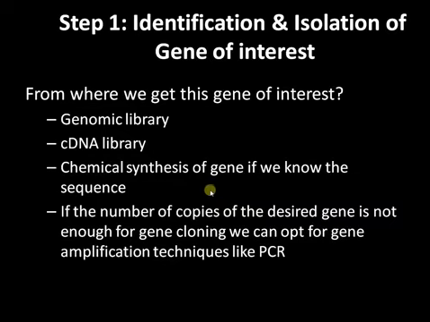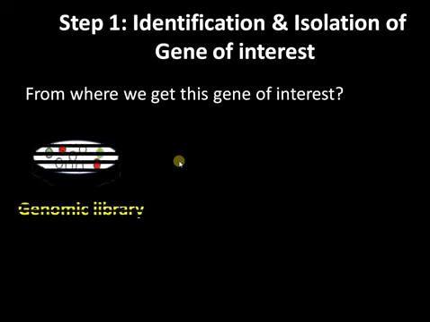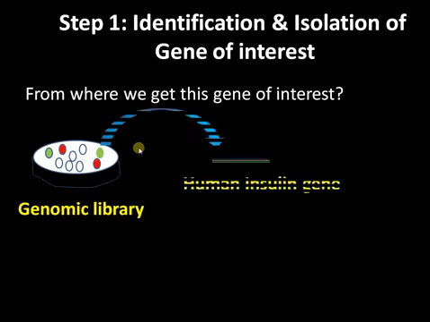So in order to understand all this concept, let us take an example. Here we are going to introduce the human insulin gene in bacteria. Step 1: from the genomic library, we have taken the human insulin gene. As I mentioned, genomic library is a source from where we get our gene of interest. So step 1 is, I have taken the human insulin gene from the genomic library.